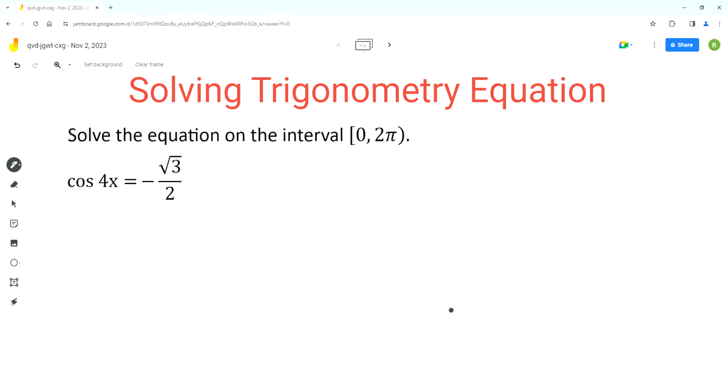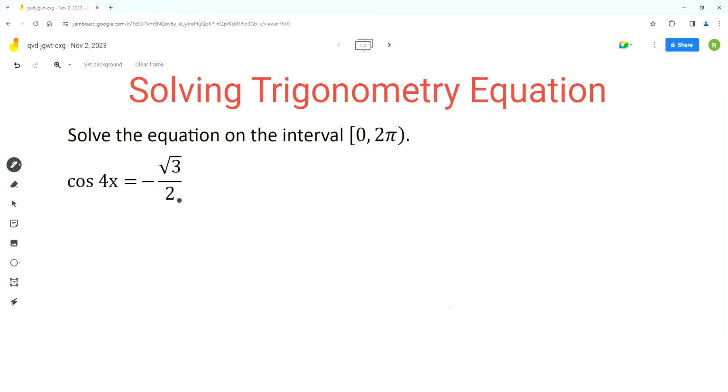So in this video, we'll solve this trigonometry equation. We have to solve this equation on the interval 0 to 2 pi. So 0 is included in the interval because of the square brackets, but 2 pi is not included in the interval. Now the given equation is cos of 4x equals negative square root of 3 over 2.